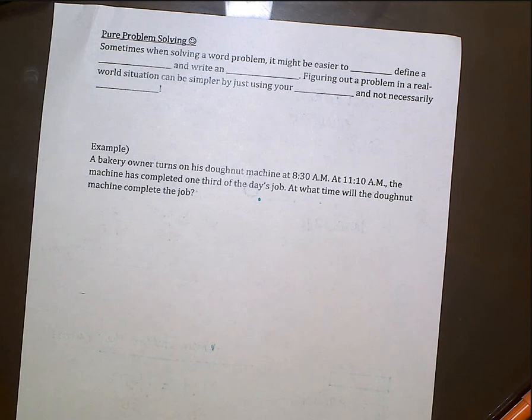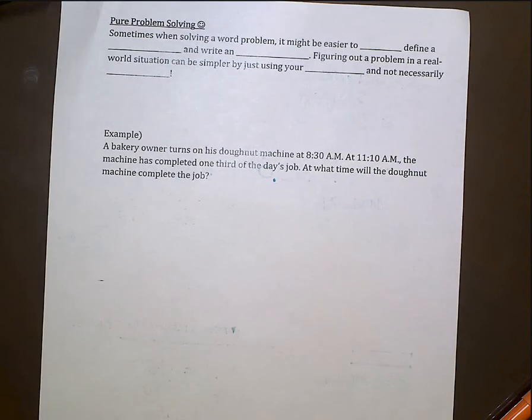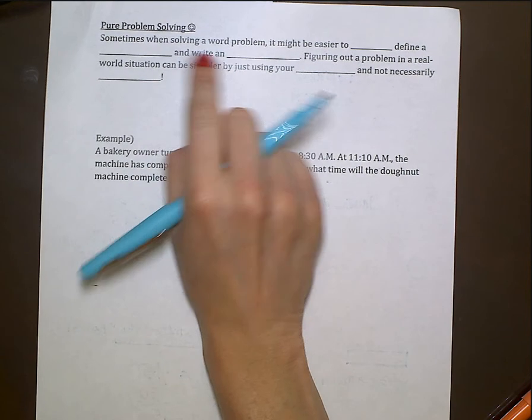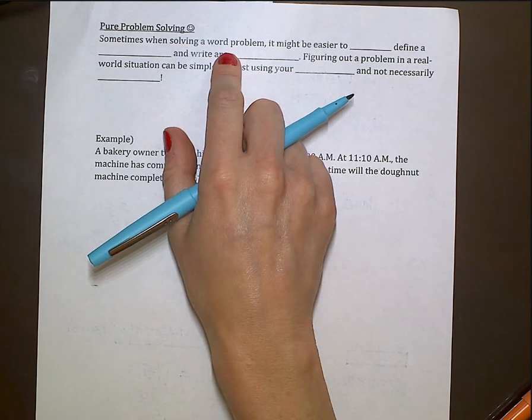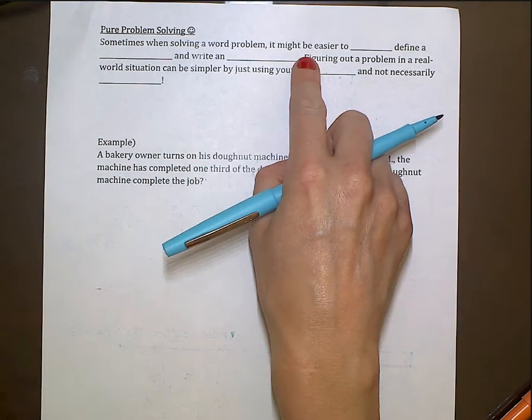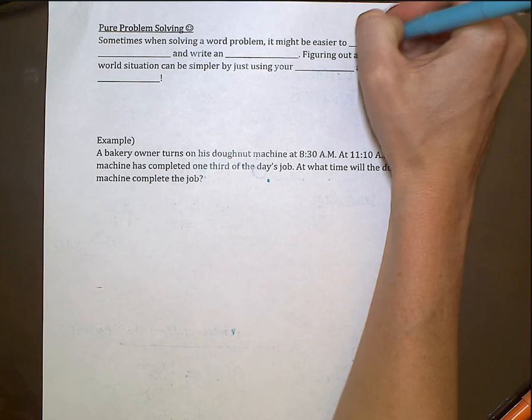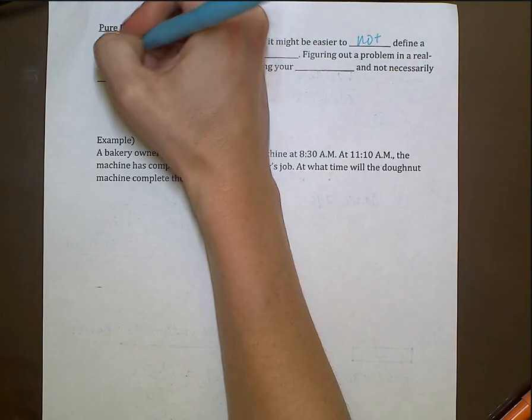All right, on to the back. Now, honestly, I'm going to go against my own rules here. If we're just thinking pure problem solving in real life, I want you to realize that sometimes, when you're solving a word problem or trying to figure out the answer to a situation, it actually might be easier to not define a variable and write an equation.